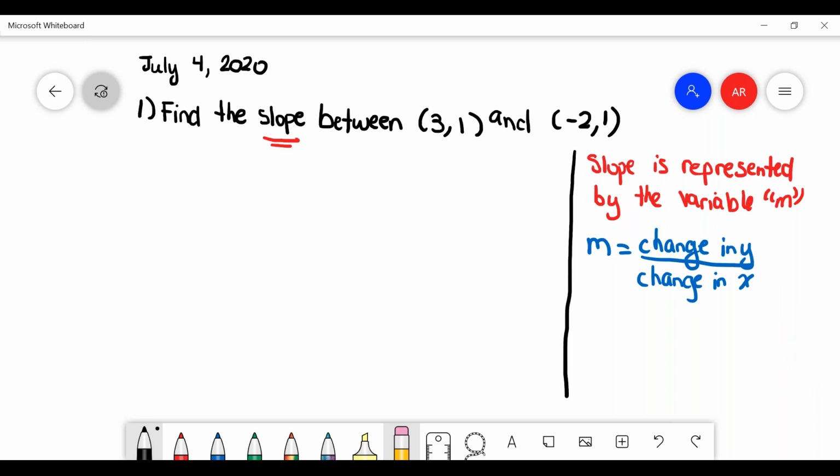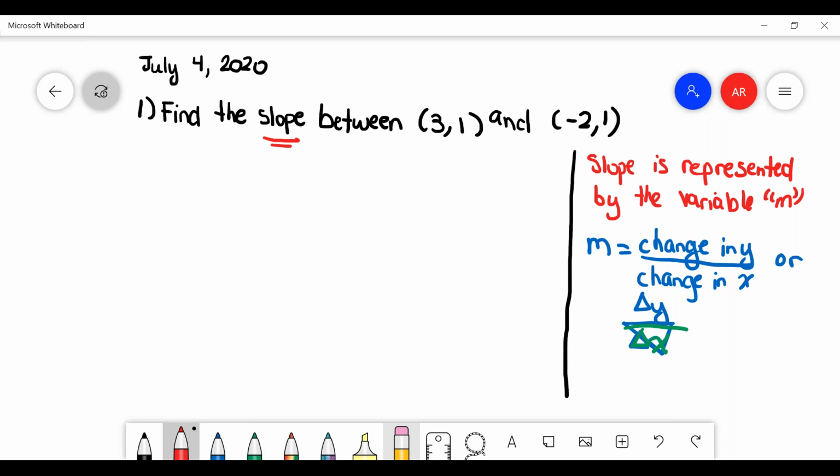Another way to write slope, other than change in y over change in x, would be delta y over delta x. And this little triangle you see over here basically represents the word delta, which basically means change in. So change in y divided by the change in x.